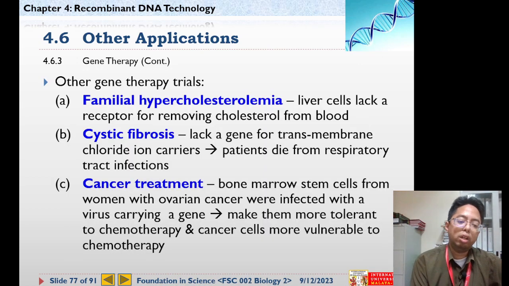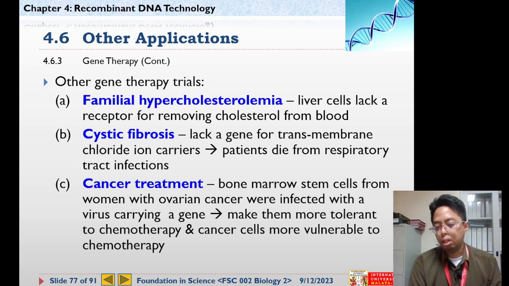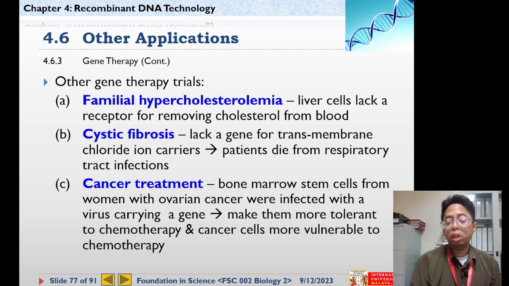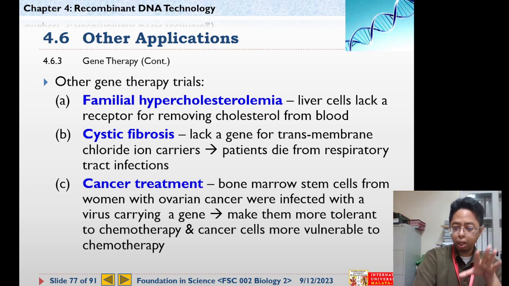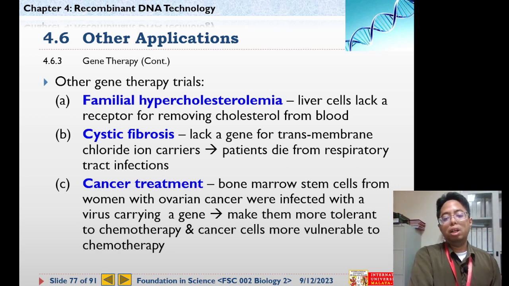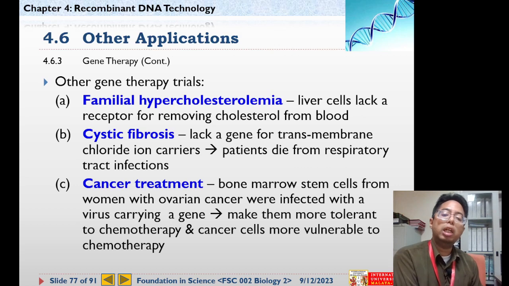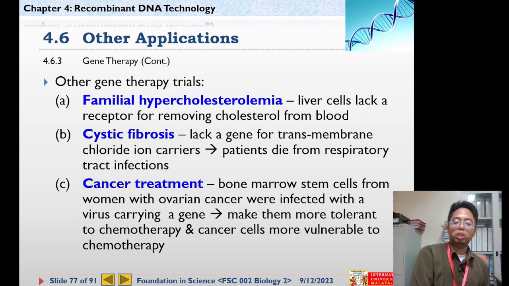Other gene therapy trials include familial hypercholesterolemia. If you look at the name, familial means that it runs in a family. Hyper means high, cholesterol is cholesterol, and emia means blood. So people who have this gene, the whole family has high cholesterol in the blood. Why? Because their liver cells lack a receptor for removing cholesterol from the blood, which means that they naturally have high cholesterol.